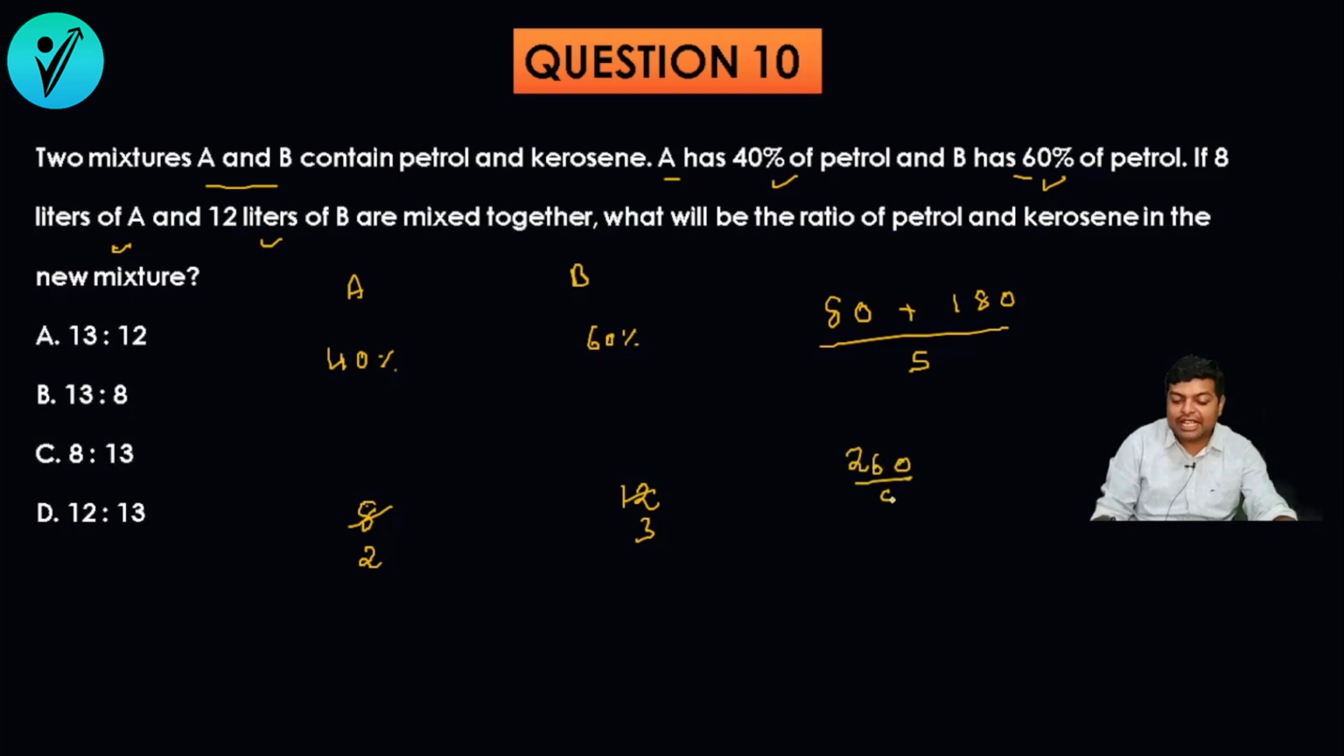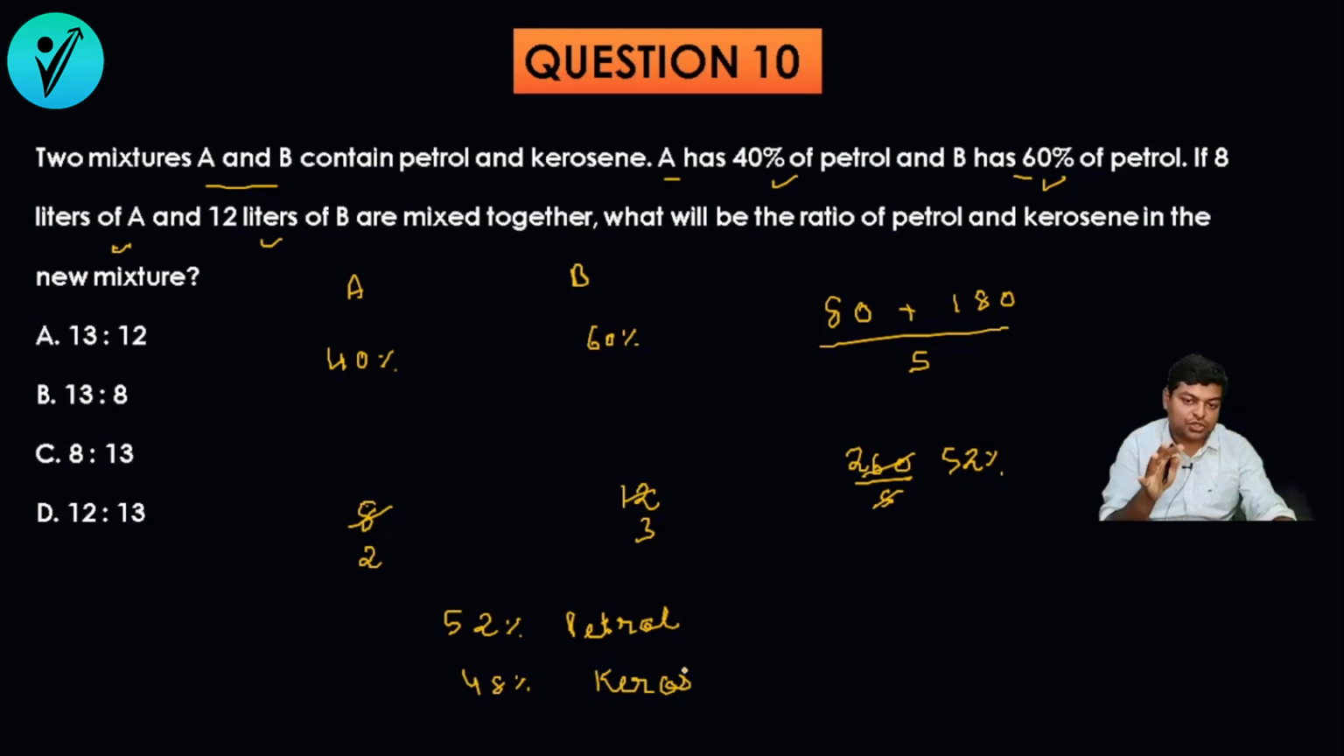Total rice that you are getting is 5 kgs. So price of rice per kg will be what? It will be 52 rupees or 52%. Or we can say that in the mixture, the content of petrol is 52%. So if 52% is petrol, it means that 48% is kerosene.